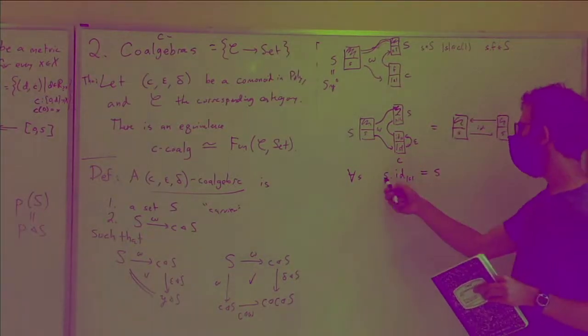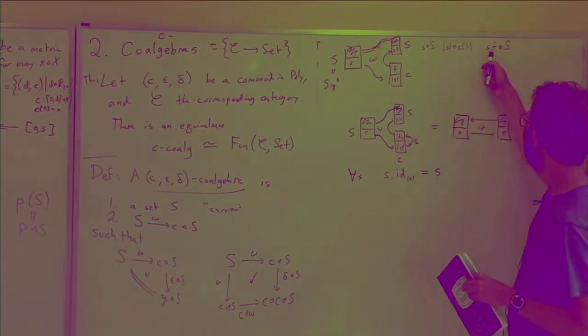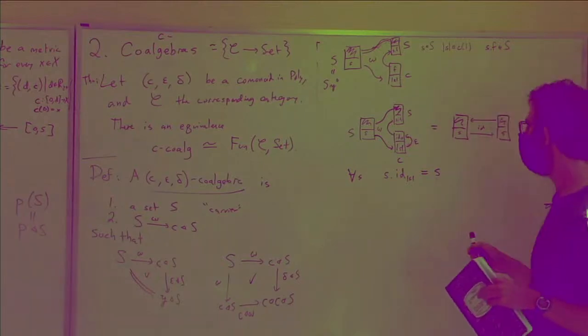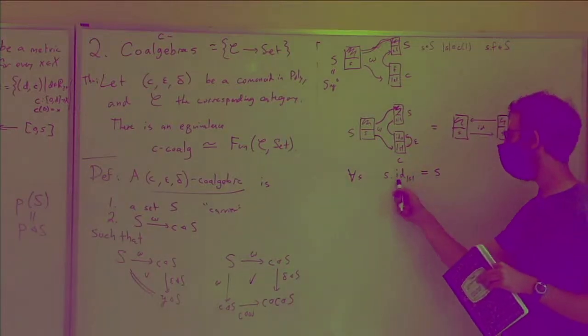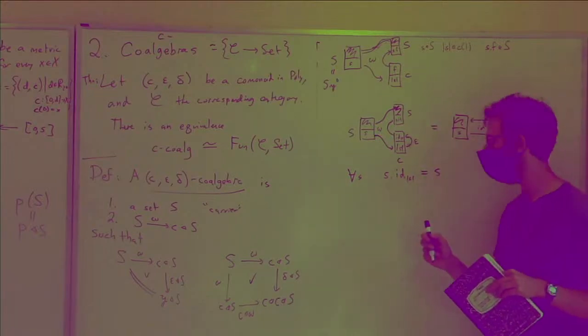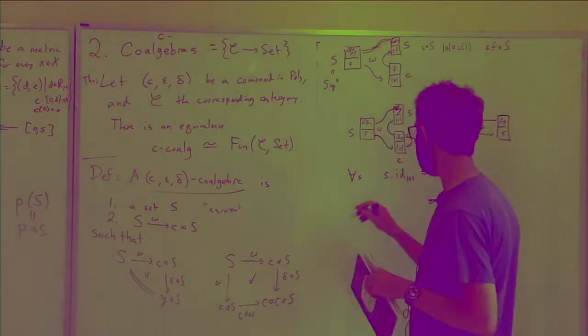So we've got this set. Every element of the set gets mapped to a single object in C, and we know how to take morphisms out of that object and get new elements of S. But when we apply that construction to the identity on anything, we get back our S. So that's axiom 1.